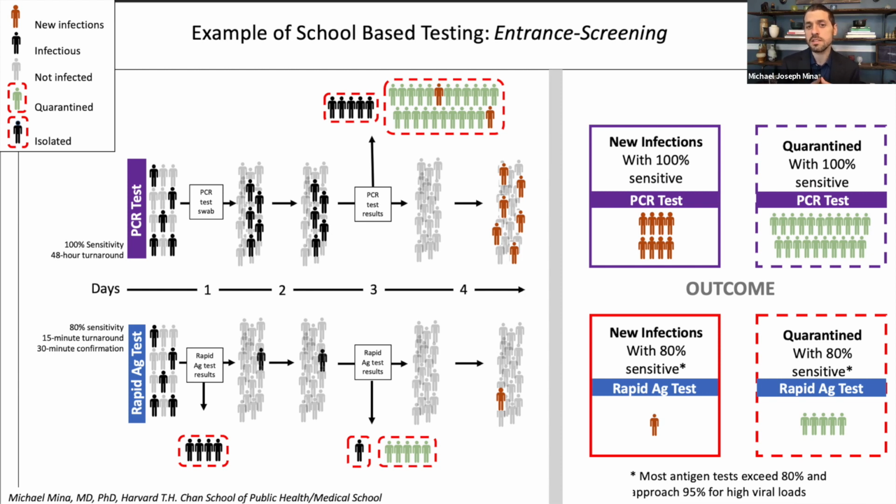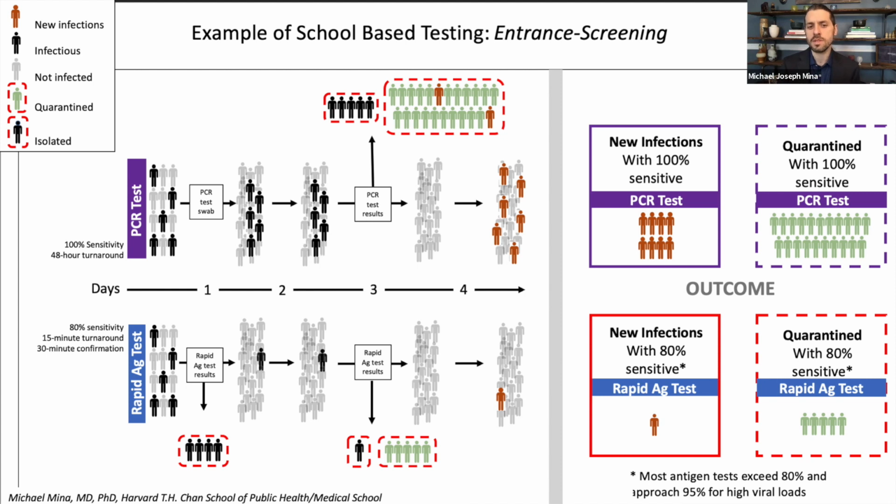What does this mean? At the end result of this means that despite using a less sensitive test, because it gave fast results and immediately actionable results, you might end up with 1 or 2 individuals infected versus an additional 8. And you might end up with around 5 individuals having to get quarantined versus 20 or 25.